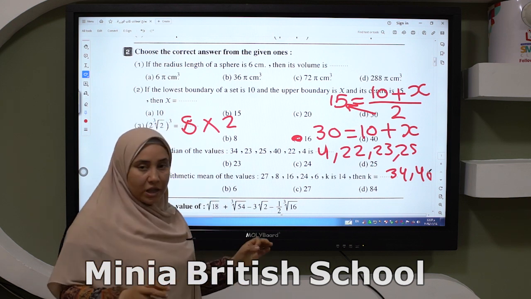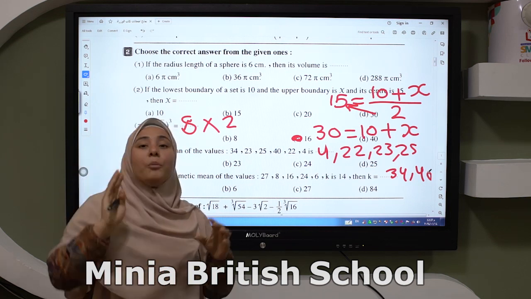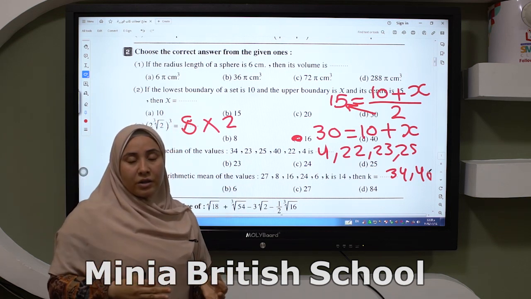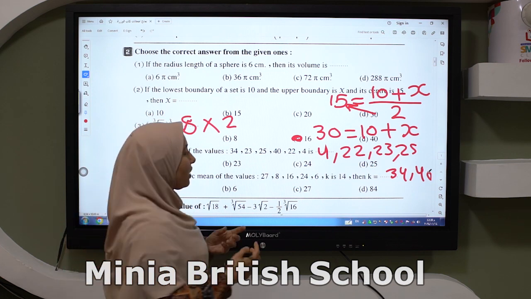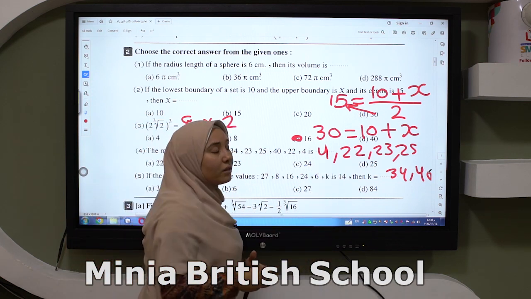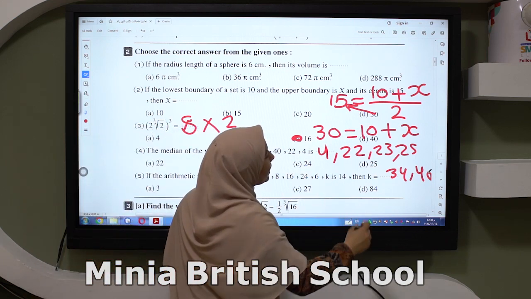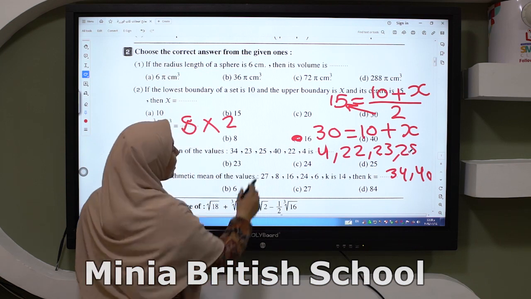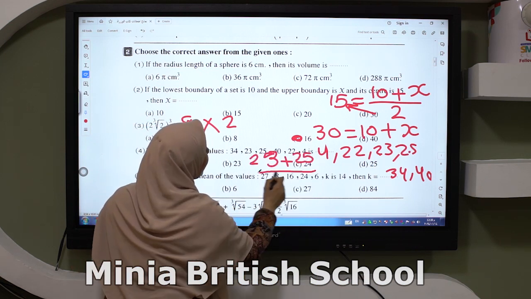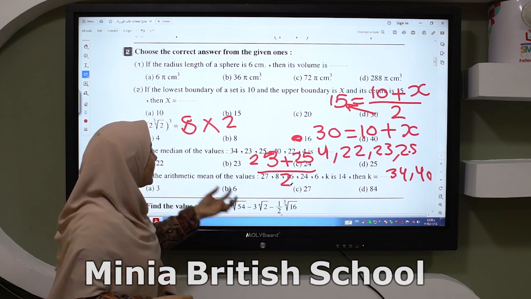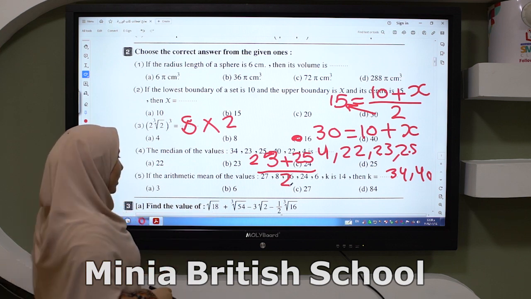Here, if the number of the values is odd, only take the middle value. But if the number of the values is even, take the two values in the middle, find the sum of them divided by 2. Like here, the two middle values 23 and 25, then 23 plus 25 divided by 2. Then the result is the median for these values, okay?